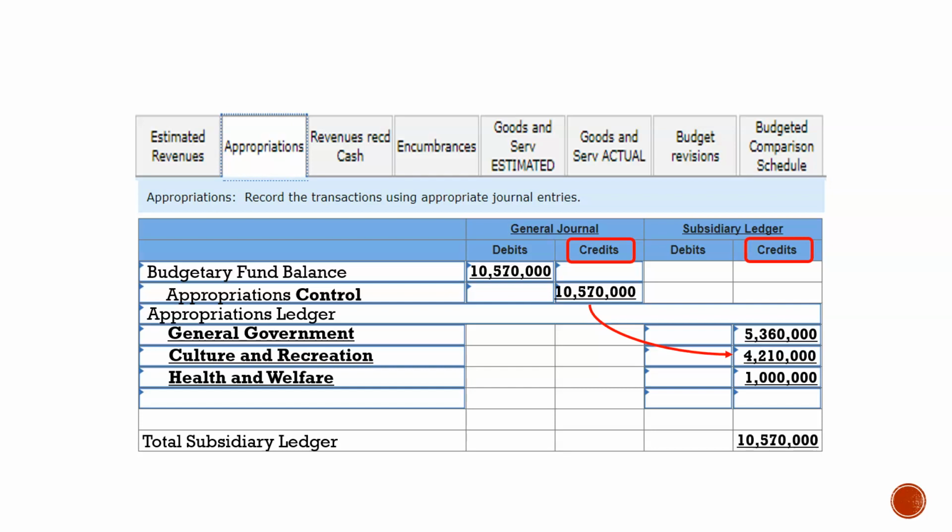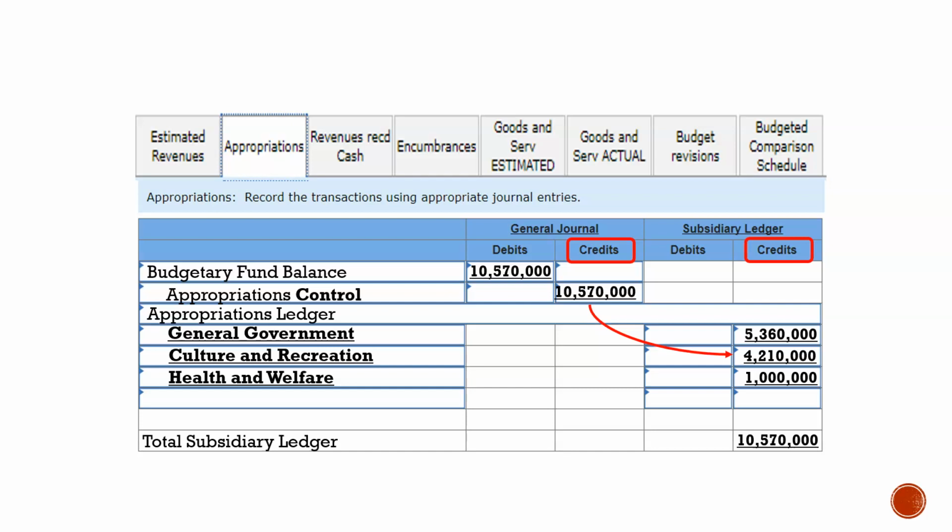Notice that these are not separate journal entries. You don't have an appropriations control credit and then a whole bunch of other credits. You throw your entire equation out of whack that way. You throw the journal entry out of whack that way. These are just simply more detailed information. This is just a subsidiary ledger, a subledger.